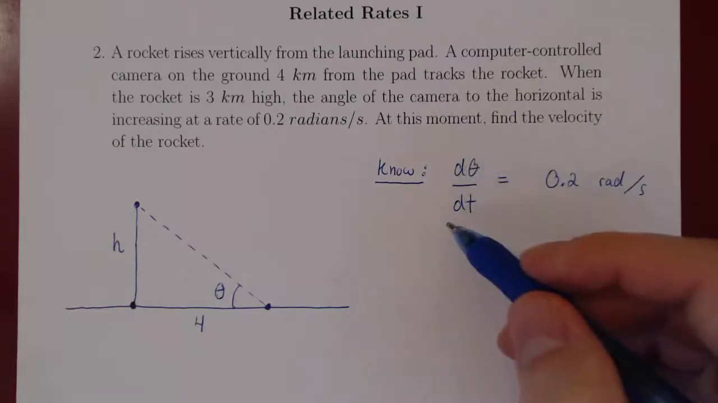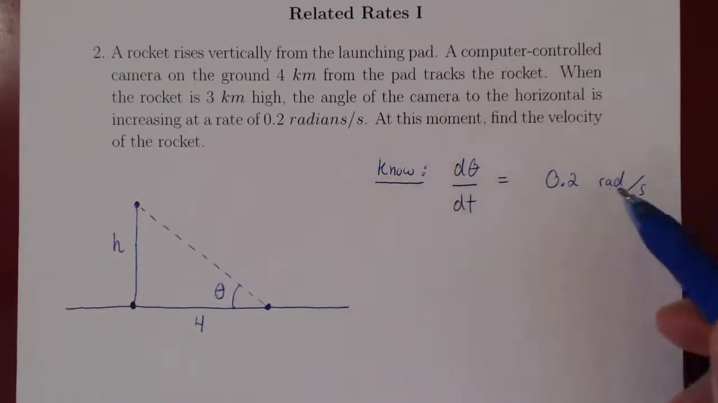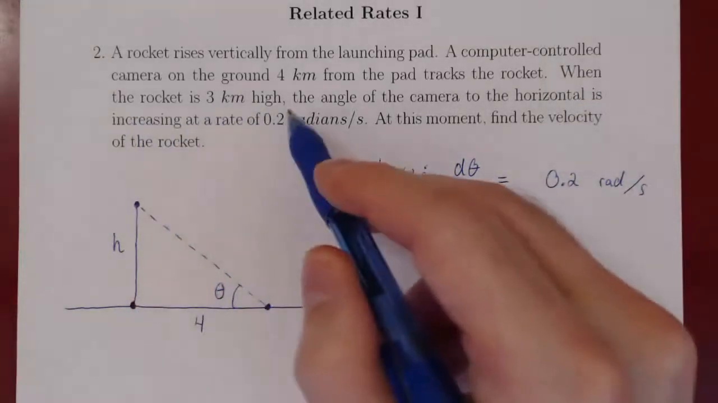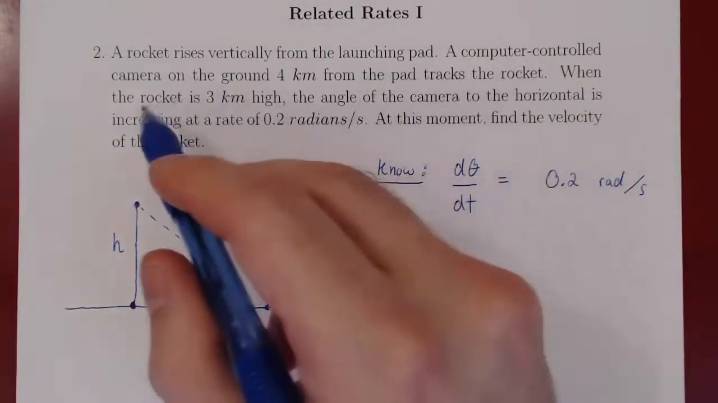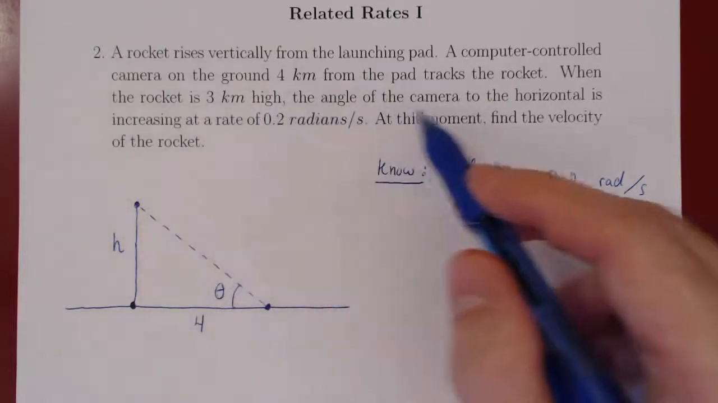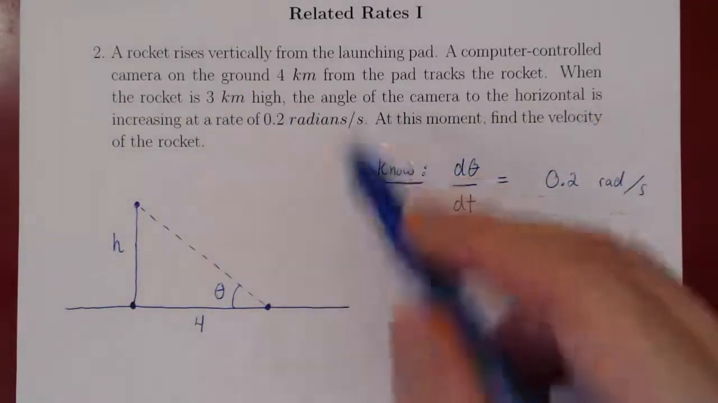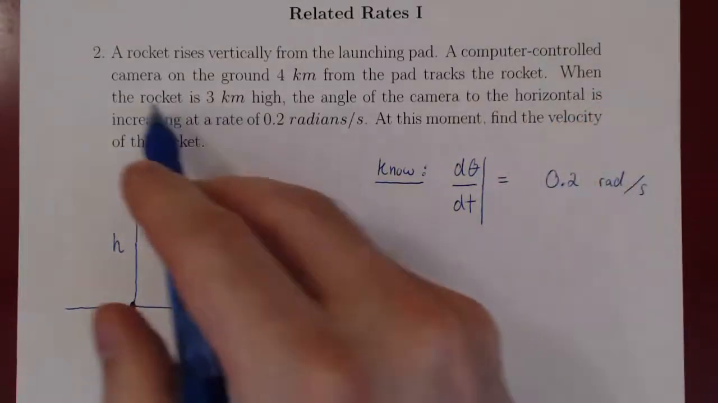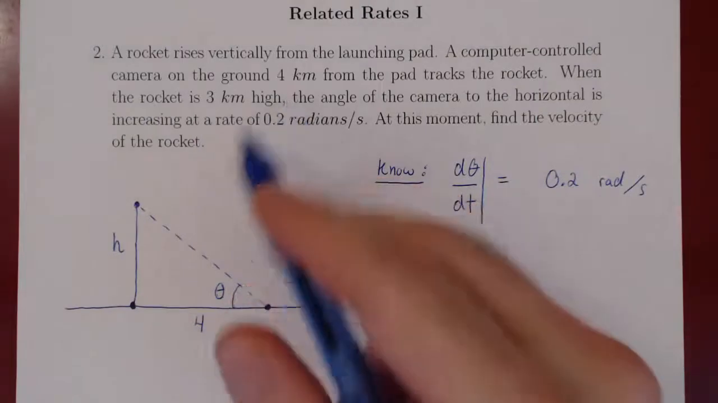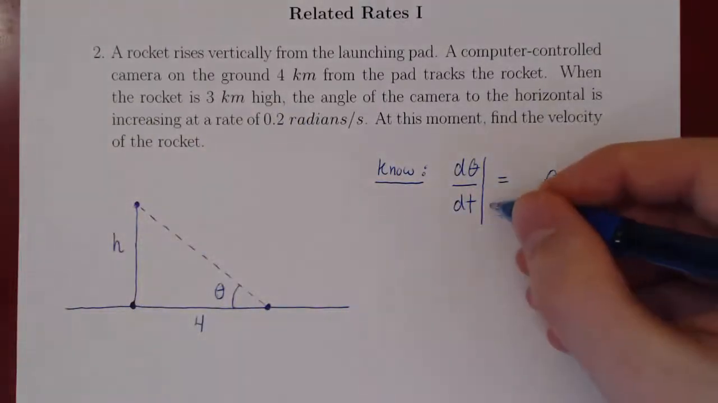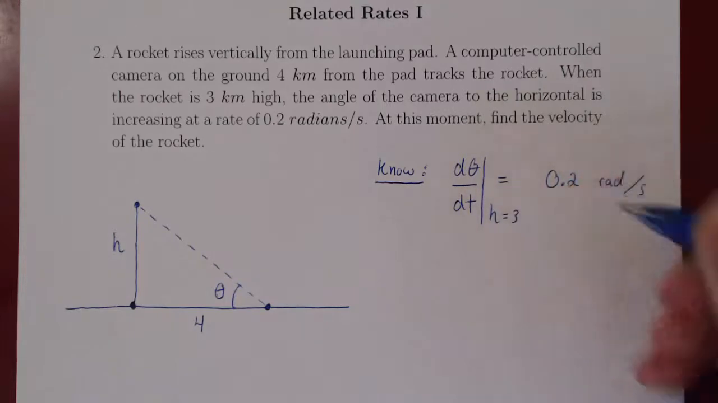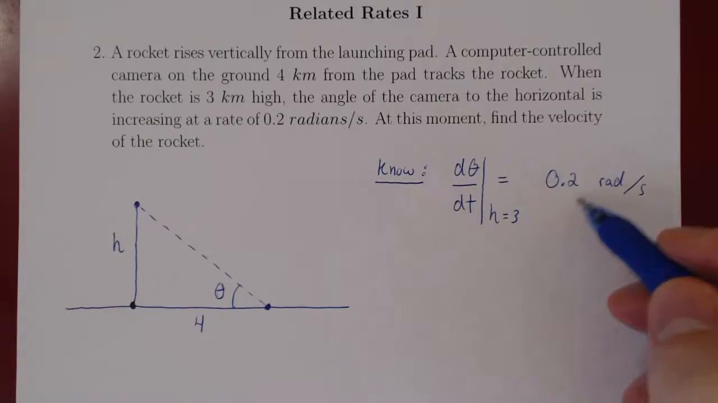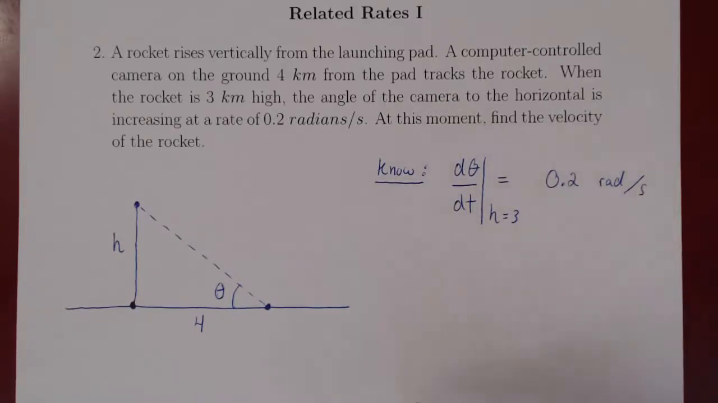But we have to be careful here. This is not always the case. We're told that this is true when the rocket is 3 kilometers high. At this specific point in time, the angle is changing at this rate. So this is the rate of change of the angle as a function of time, specifically when the rocket is 3 kilometers high, therefore when h is equal to 3. And now that rate of change, specifically when h is 3, is 0.2 radians per second.